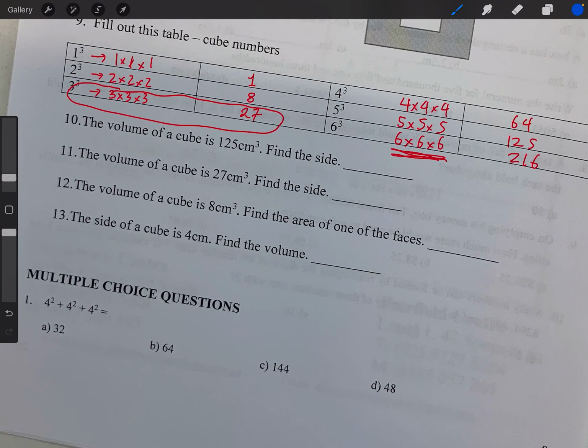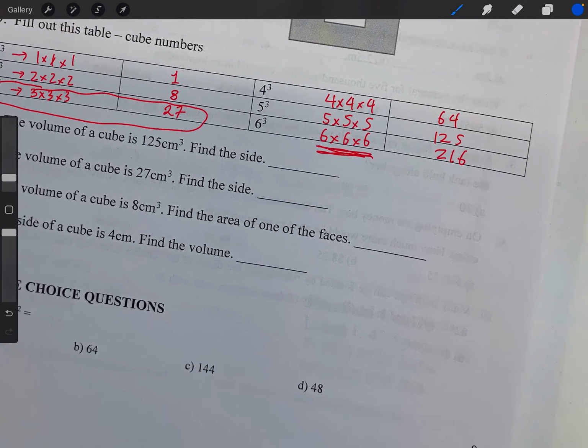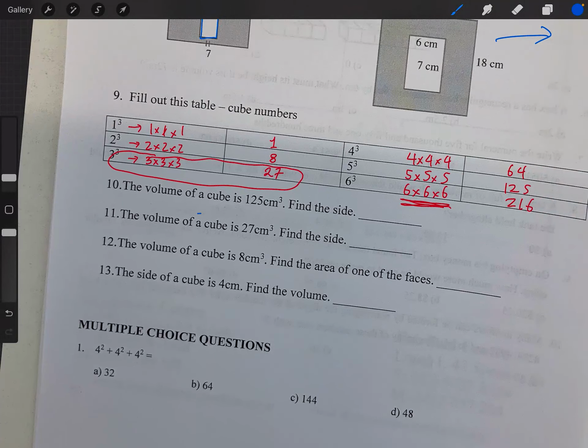Question 10, the volume of a cube is 125, find the side. So, what three numbers multiply to give me 125? Because to find the volume of a cube, we must multiply all the sides together. So side times side times side. What three numbers multiply to give me 125? Well, look at it here. Each side must be 5 centimeters. Again, 27. Now question 12 is not the same, so just be careful.